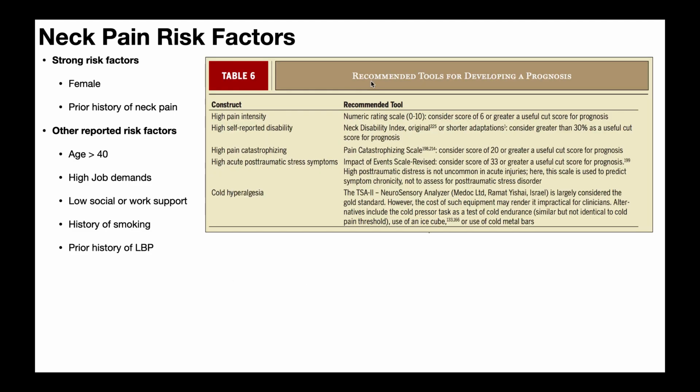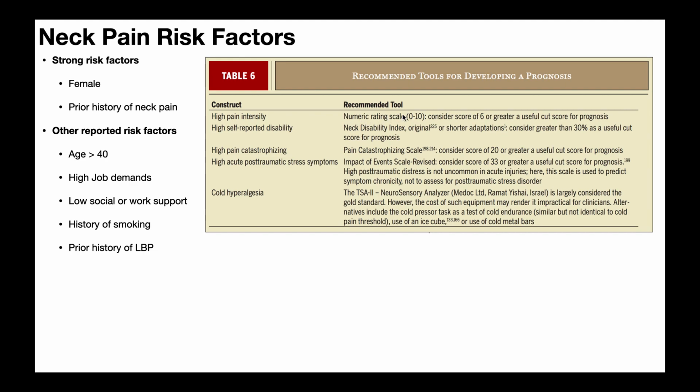The last thing we're going to cover in this video are recommended tools for developing a prognosis for neck pain. Understand that with all 5 of these right here, the higher the score, the worse the prognosis, okay? So the first one here is high pain intensity. The higher the pain intensity, the worse the prognosis.